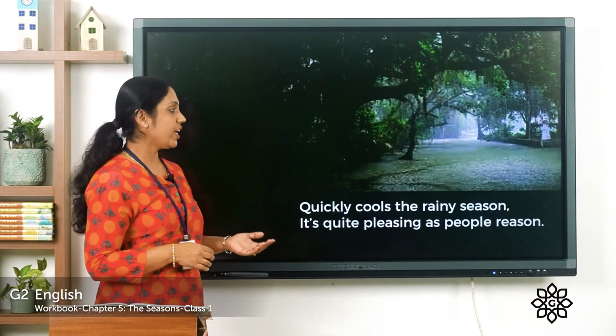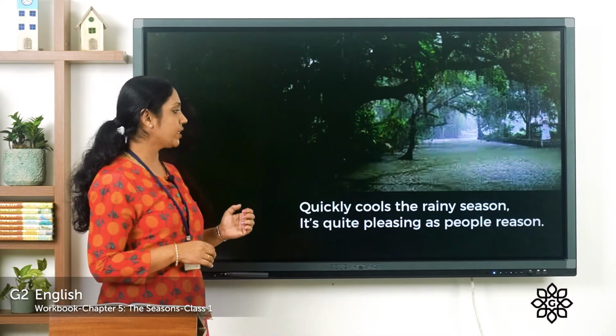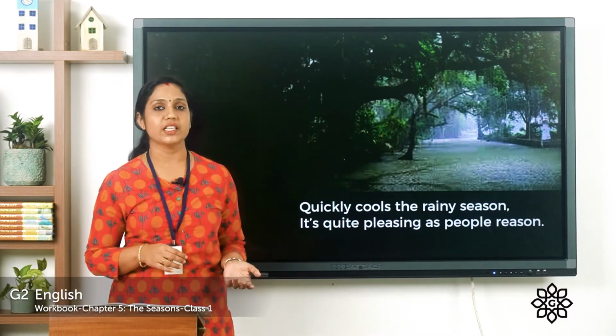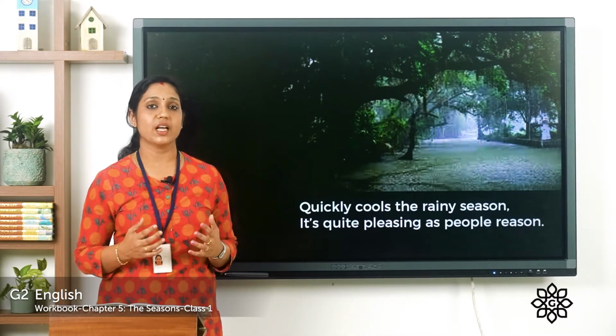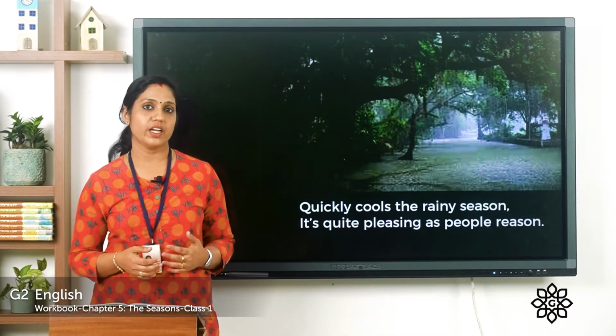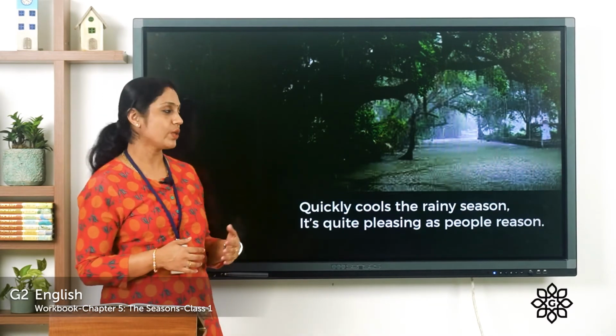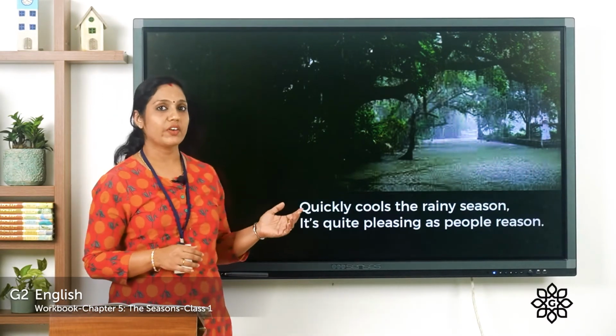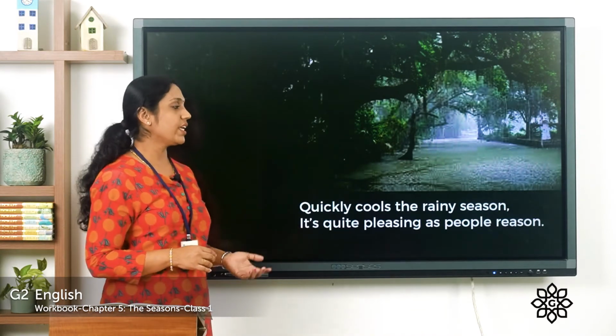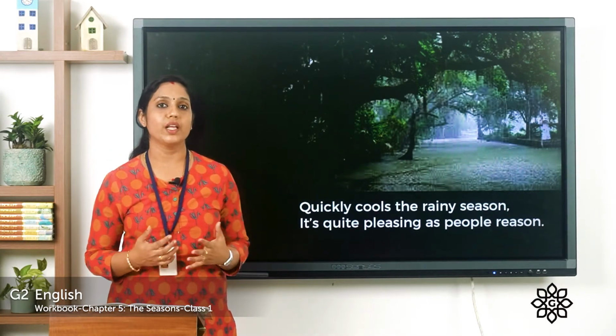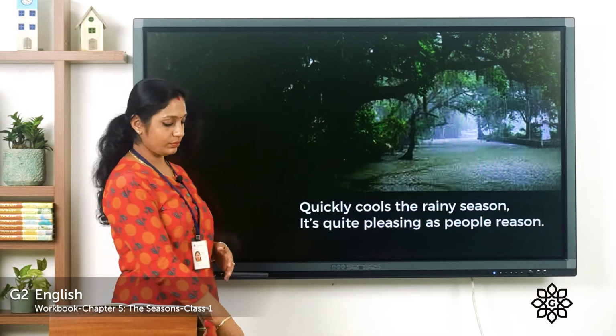Quickly cools the rainy season. It's quite pleasing as people reason. After the summer season comes the rainy season. And what does the rainy season do? It quickly cools the atmosphere. So it said that quickly cools the rainy season. It's quite pleasing as people reason, and people are pleased with the rainy season.